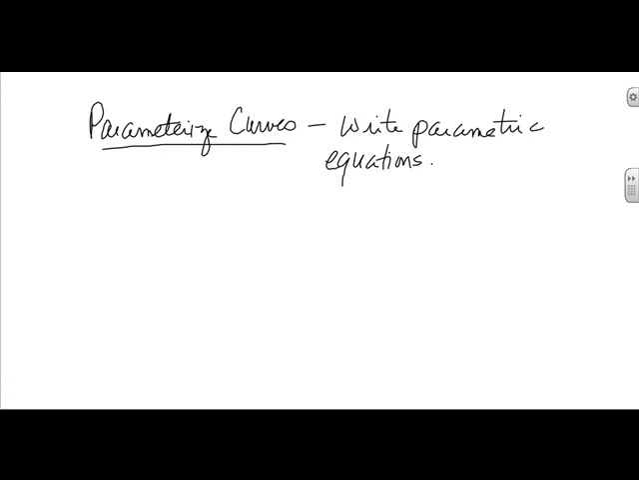Sometimes you're going to be given a Cartesian equation, an equation that has x and y in it, and asked to parameterize that equation, or to take a curve and parameterize the curve. What you're being asked to do in that case is to write a pair of parametric equations that would generate the same graph. The simplest way to do that is to set x equal to t and set y equal to whatever the function f of t is.